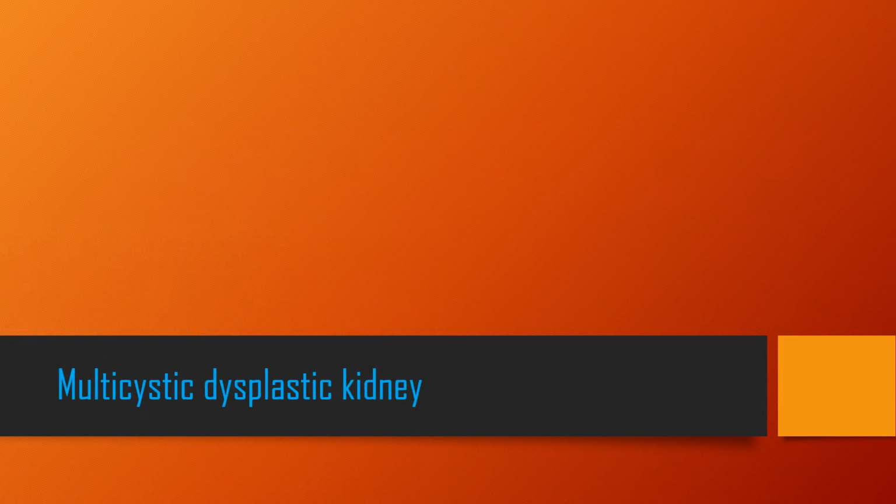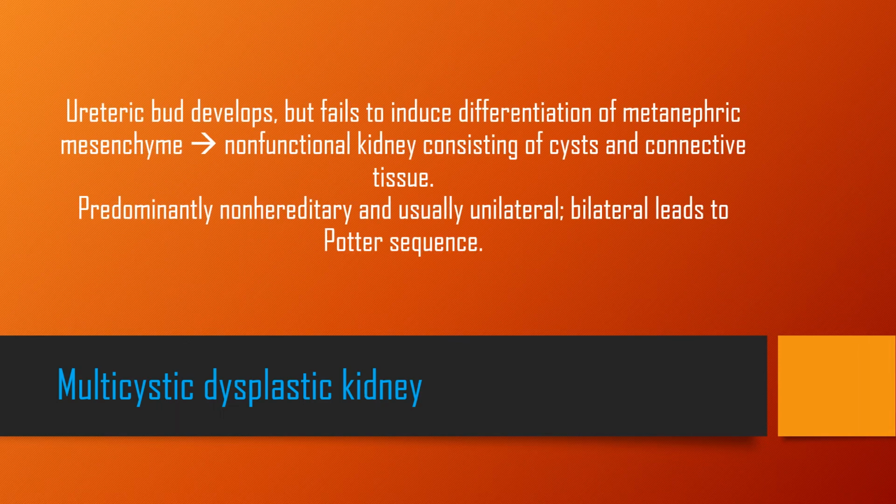Multicystic dysplastic kidney. Let's see the pathophysiology of it. The ureteric bud develops but fails to induce differentiation of the metanephric mesenchyme, which leads to a non-functional kidney consisting of cysts and connective tissue. Predominantly, multicystic dysplastic kidneys are non-hereditary and usually unilateral. If it's bilateral, then it leads to the Potter sequence.